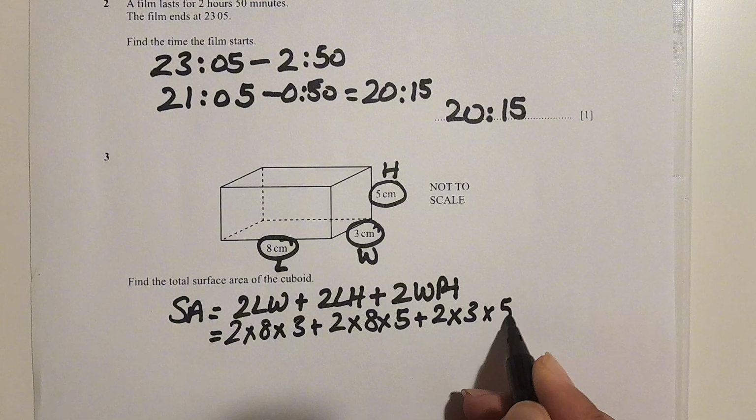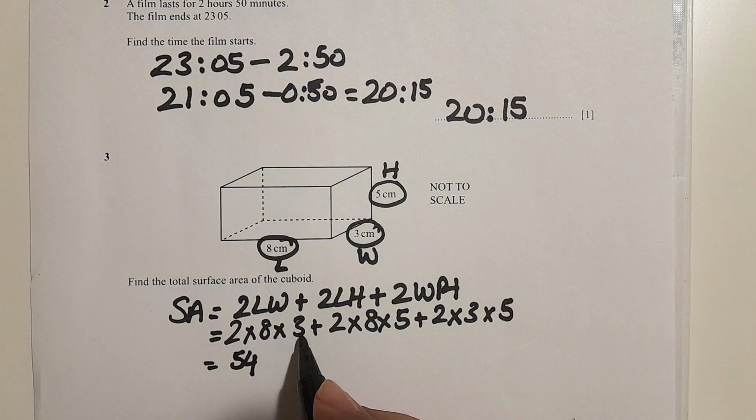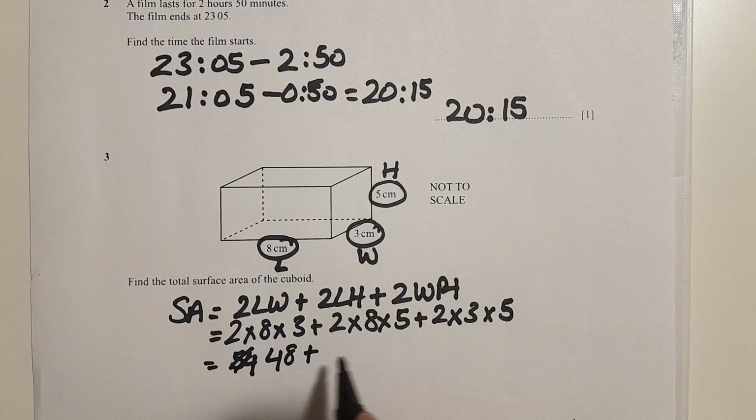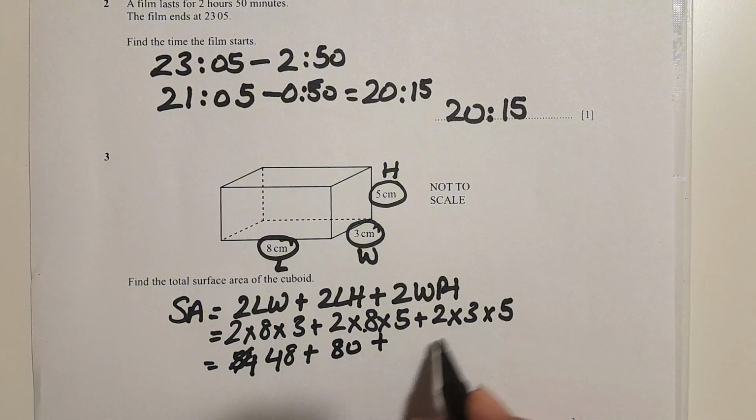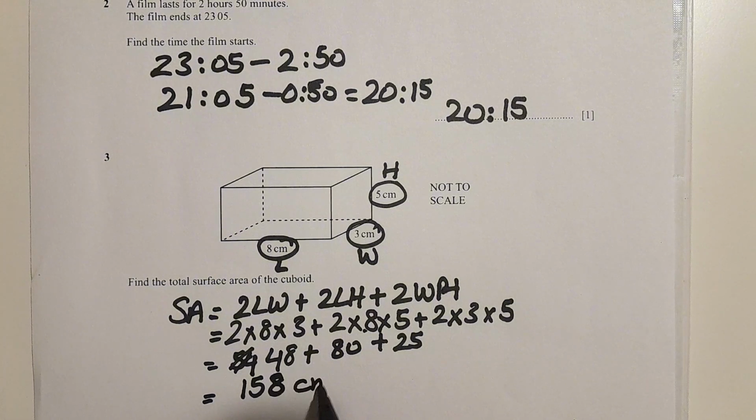3 times 5. So 2 8s are 16. 16 times 3 is 48. Plus 2 8s are 16, 16 times 5 is 80. Plus 2 times 3 times 5 is 30. So 48 plus 80 plus 30. By using the calculator, this will be 158. So the answer will be 158 centimeter squared.